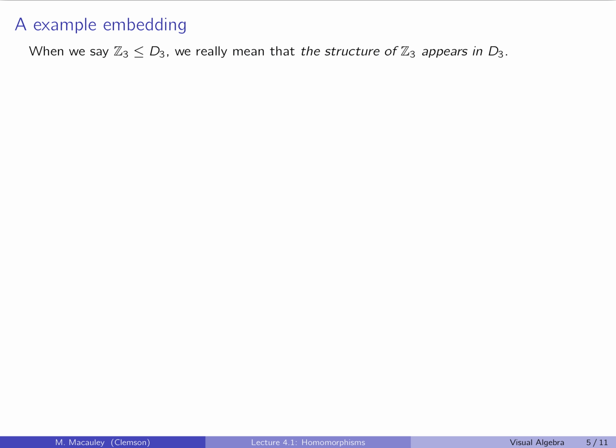Here's a bit of notation that I try to mostly avoid, but you might see it elsewhere. So let me point it out now. We say things like Z3 is a subgroup of D3. Before I move on, let me just emphasize that that is technically wrong, because Z3 is the set of 0, 1, and 2, where the operation is addition mod 3, and D3 consists of rotations and reflections, so 1, r, r squared, f, rf, r squared f. So technically, this is not even a subset of D3.